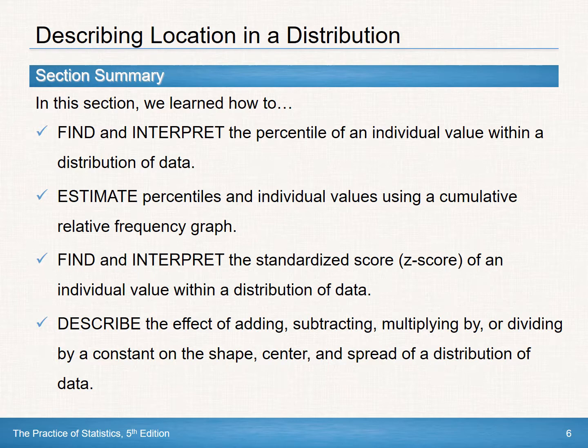That's this section so far. Tomorrow we'll talk about how we can change the center, the shape, and the spread of a distribution by adding, subtracting, multiplying, or dividing a constant.